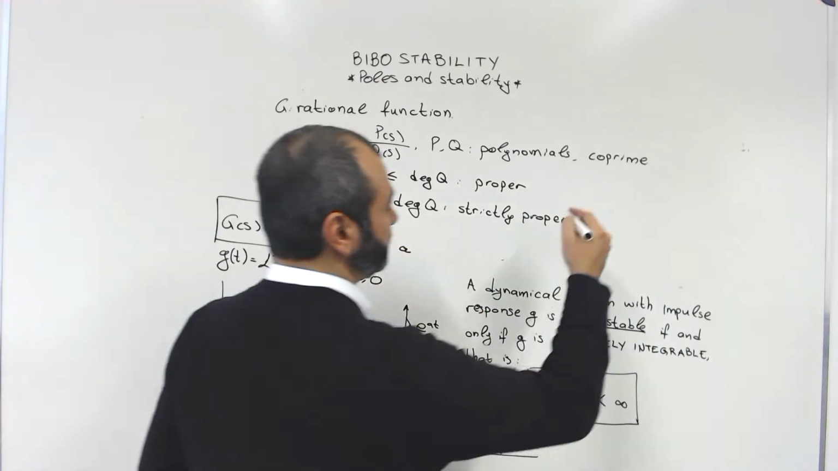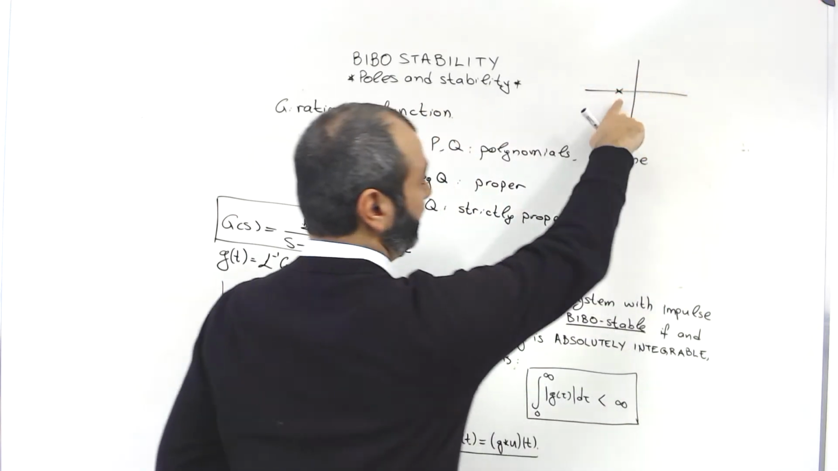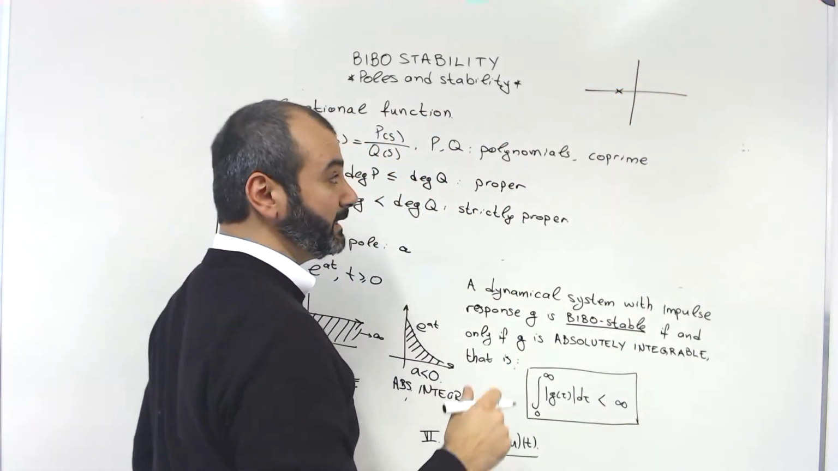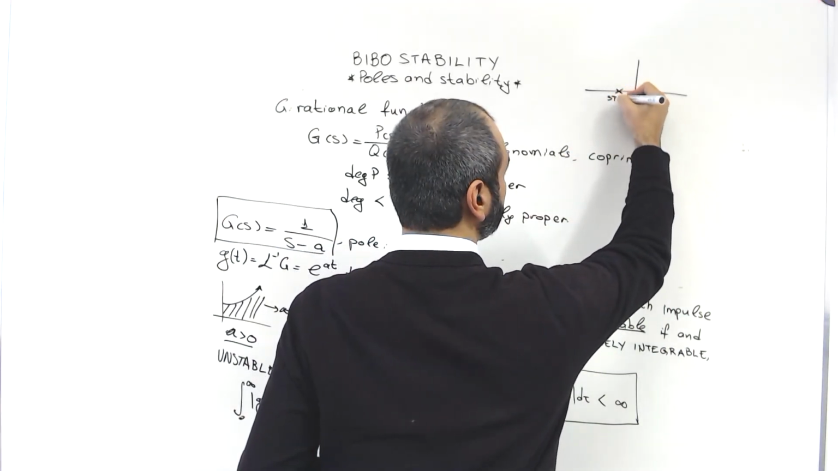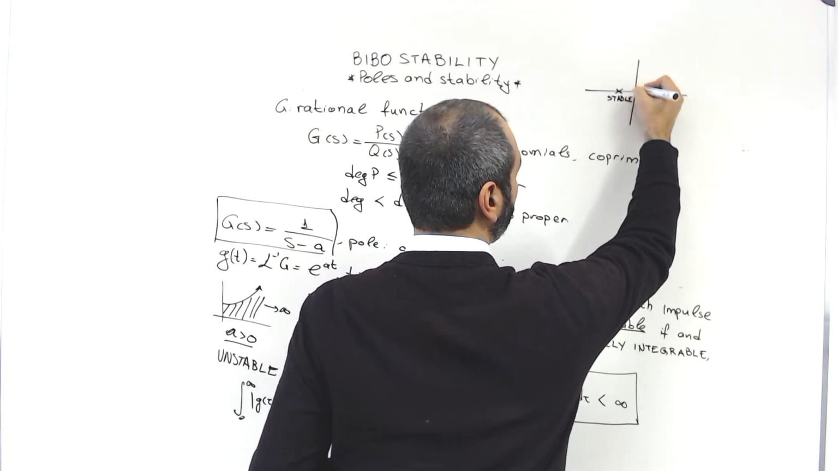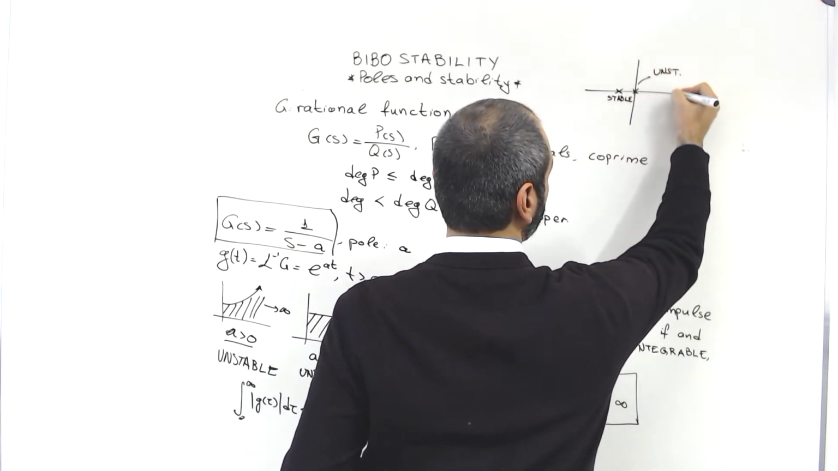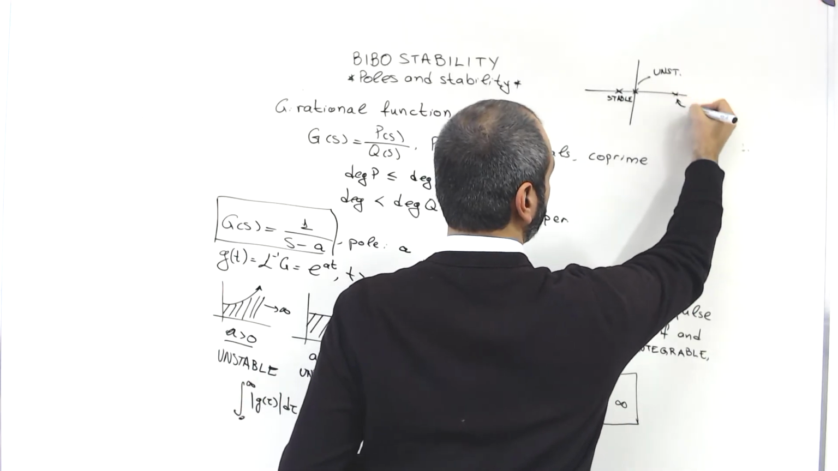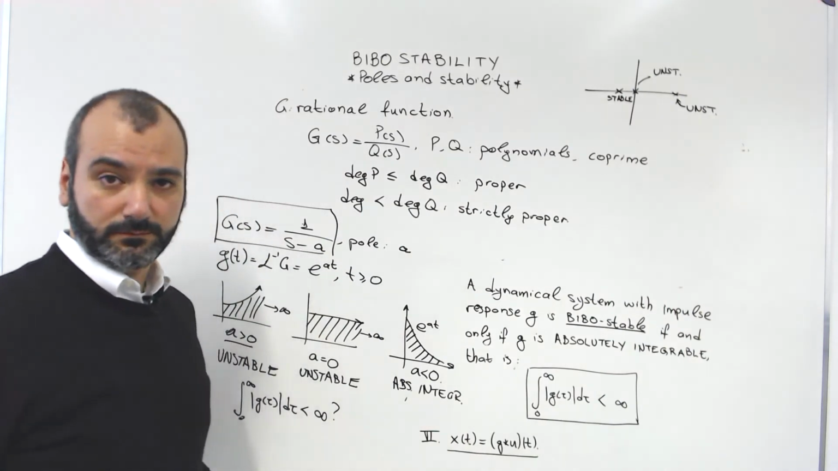So let's sketch it over here. Let's make a little nice sketch. If the pole A is negative, then the system is stable. If the pole is at 0, then the system is unstable. If the pole is here, then again the system is unstable.